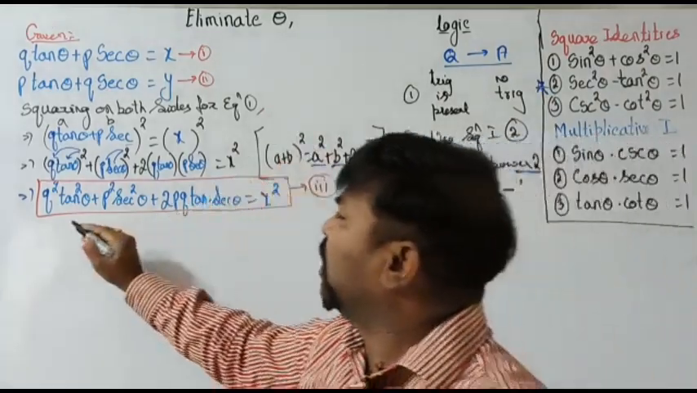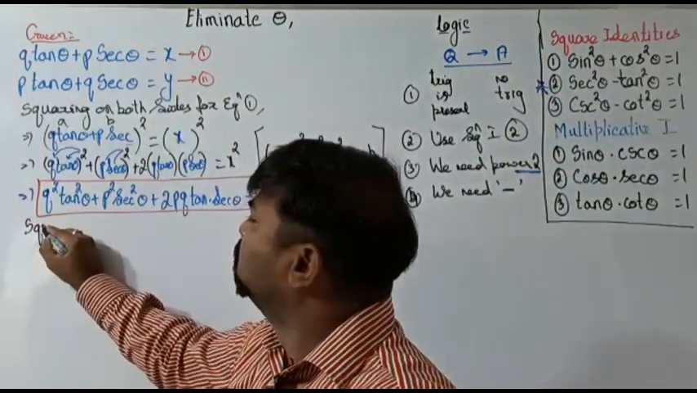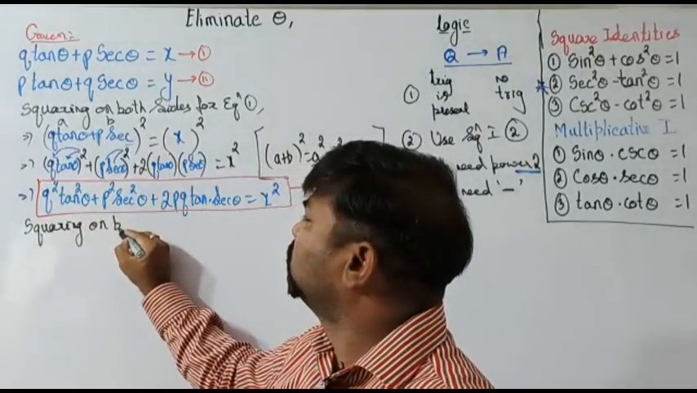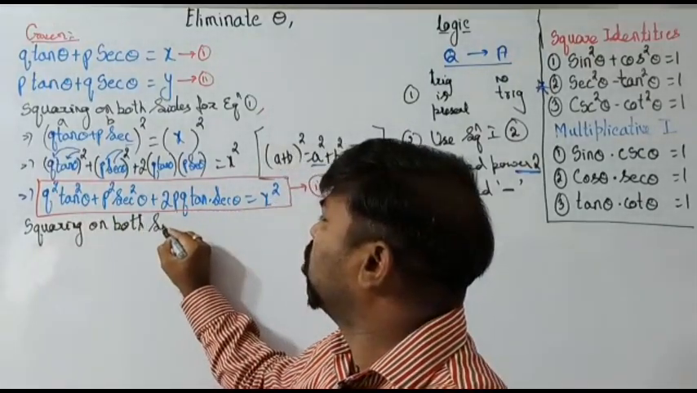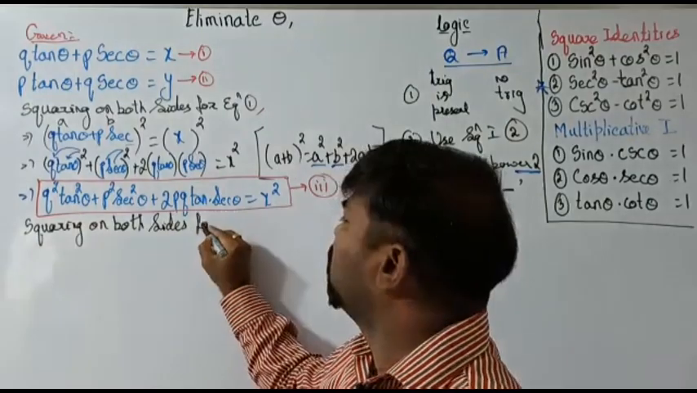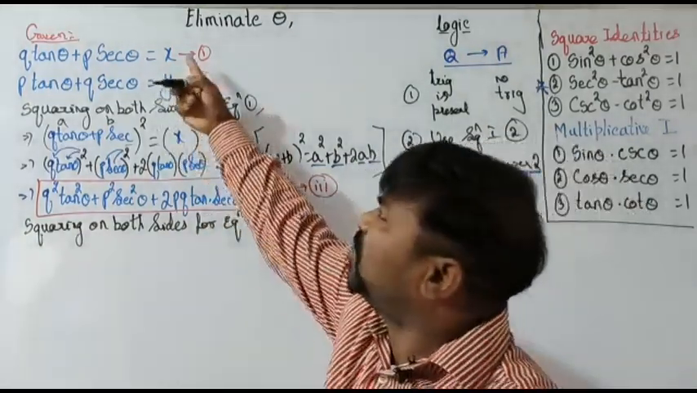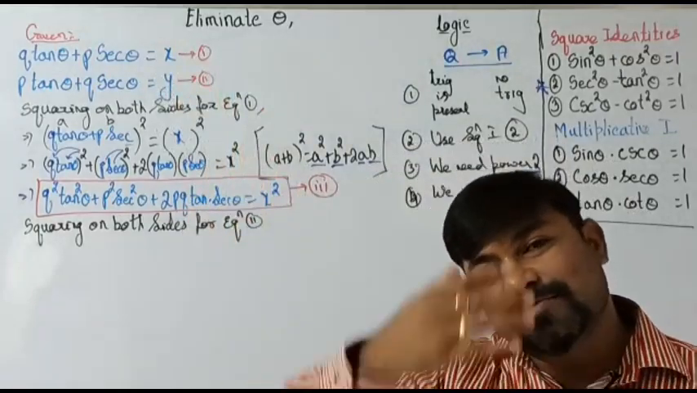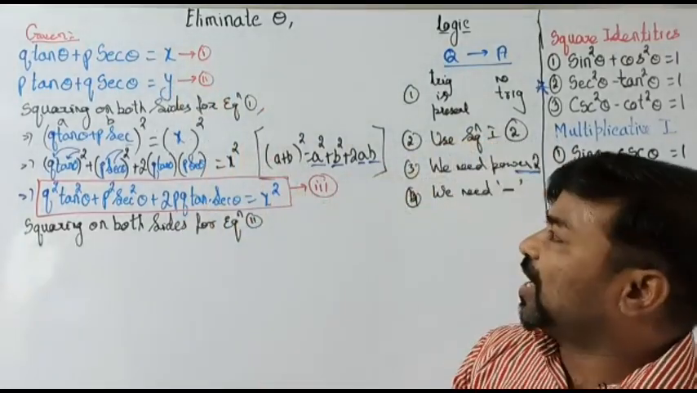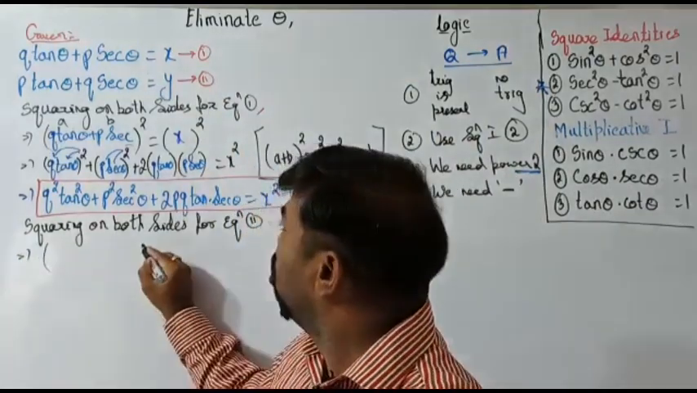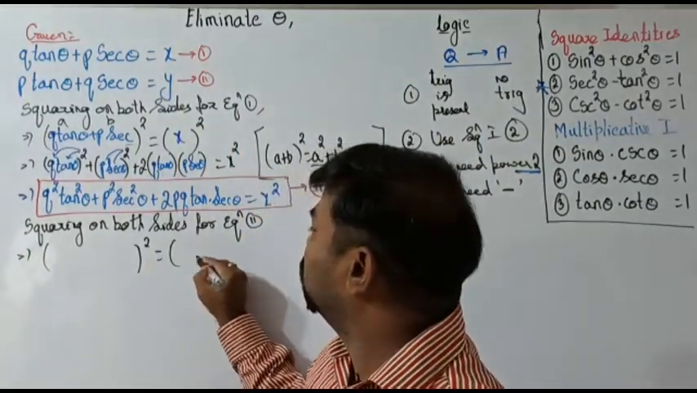Now let's get back to that. Squaring on both sides for equation 2. Whatever we have done with equation 1, let's do the same thing for equation 2. The same thing we are applying now. So it's nothing but whole square is equal to square.